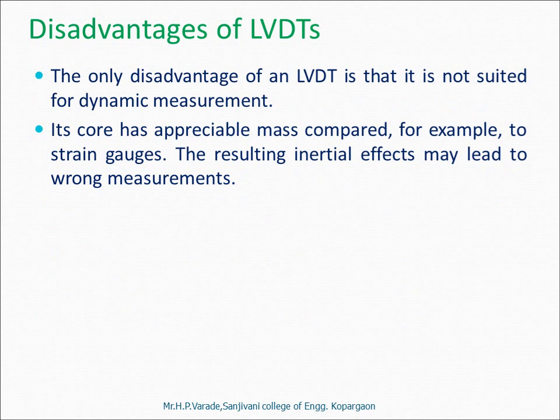So what are the disadvantages of LVDTs? Let us see. The only disadvantage of an LVDT is that it is not suited for dynamic measurement. Its core has appreciable mass compared, for example, to strain gauges. The resulting inertial effects may lead to wrong measurements. This is the great disadvantage of the LVDT.